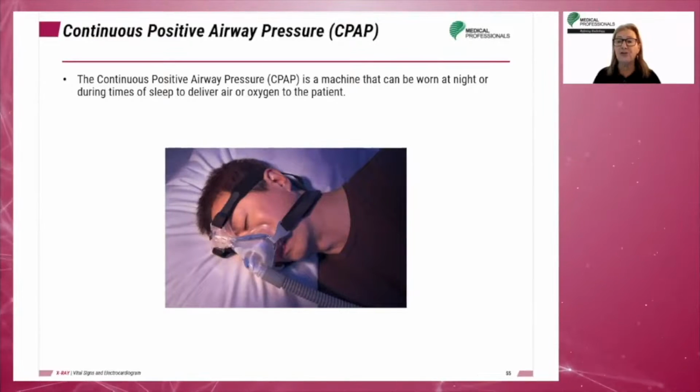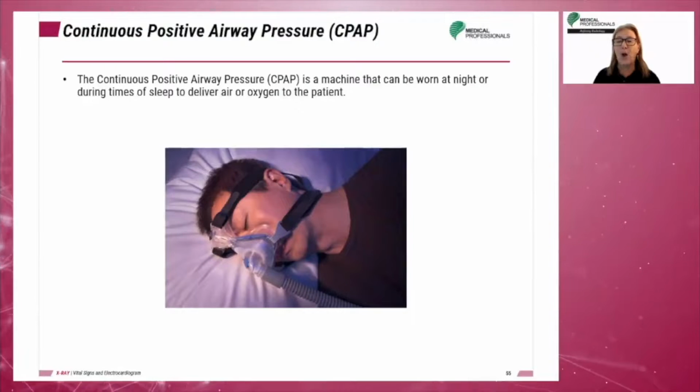A CPAP machine delivers air through a mask that covers the nose and mouth. Other equipment, like the nasal continuous positive airway pressure, can deliver air through a mask that covers only the nose, or through prongs that fit inside the nose. The mask that only covers the nose is used more frequently.